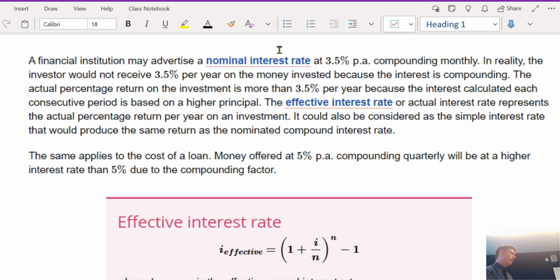So the effective interest rate, I effective, is equal to all of that. So 1 plus the nominal interest rate divided by the number of terms. What's n for compounding monthly? 12. So the nominal interest rate divided by 12, and all of that to the power of 12. So n is 12 because there are 12 months, 12 terms. Minus 1.